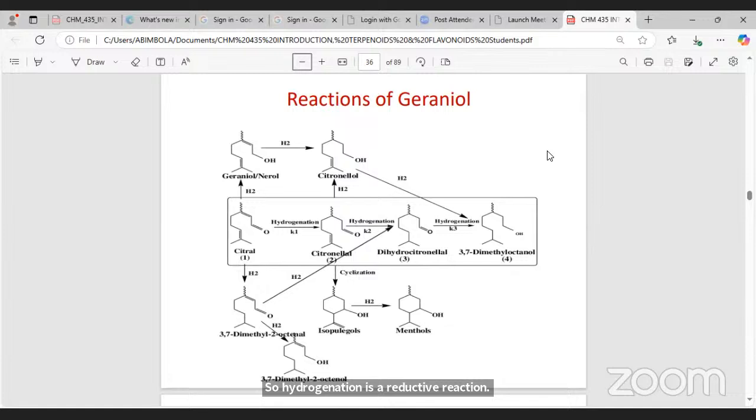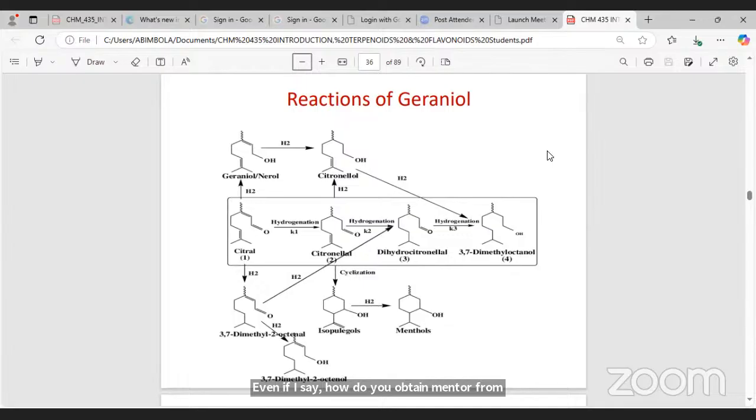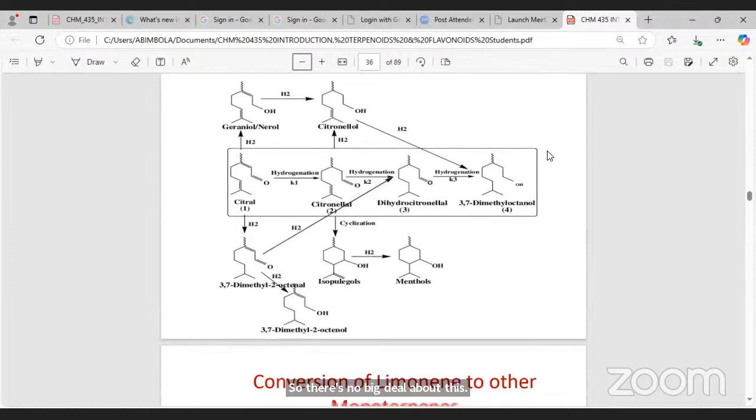Now, because we're going to do class work, which we're going to turn in as assignments, if you're asked to synthesize 3,7-dimethyl octanol from geraniol, you should be able to write it and draw the structure. And if you're asked how to obtain menthol from citral, or even how to obtain menthol from geraniol, you can do it. There's no big deal about this. Let's go to the next slide. If you have questions, let me have your question.